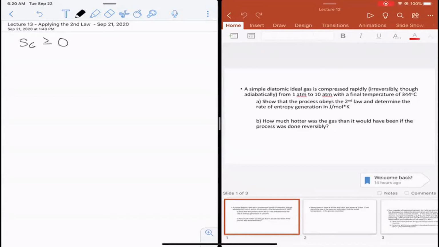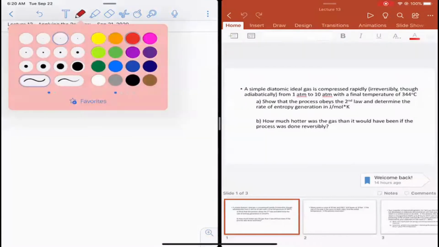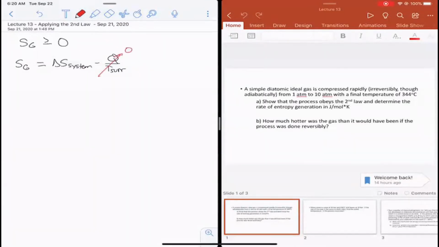And to figure this out, let's go right to the entropy balance. Of course, we have our closed system balance: the generated entropy is equal to delta S for the system minus Q over T surroundings. Now, in this particular case, we know that our process is going to be adiabatic. So if that term is equal to 0, that tells us that the generated entropy is just going to be equal to delta S of the system. And we derived an equation in the last lecture that will allow us to assess this for this simple ideal gas as a function of temperature and pressure.